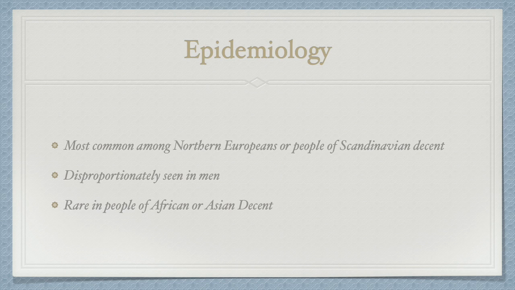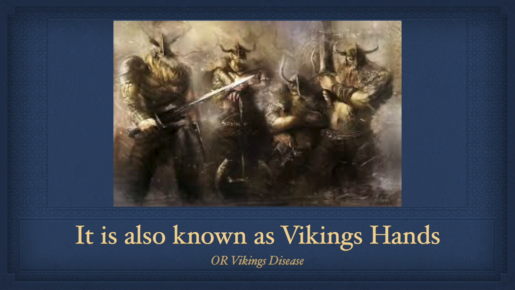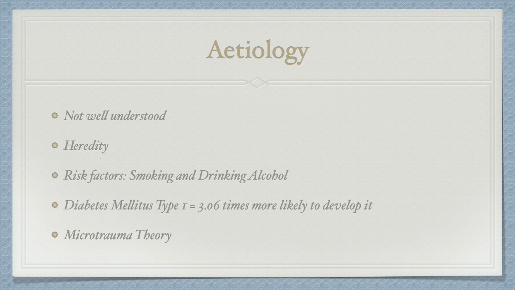The epidemiology of this condition is most common among Northern Europeans or people of Scandinavian descent. It is disproportionately seen in men. Very rare in people of African or Asian descent. And because of this genetic commonality, this condition was also known as Viking's hands or Viking's disease. The etiology is not well understood.